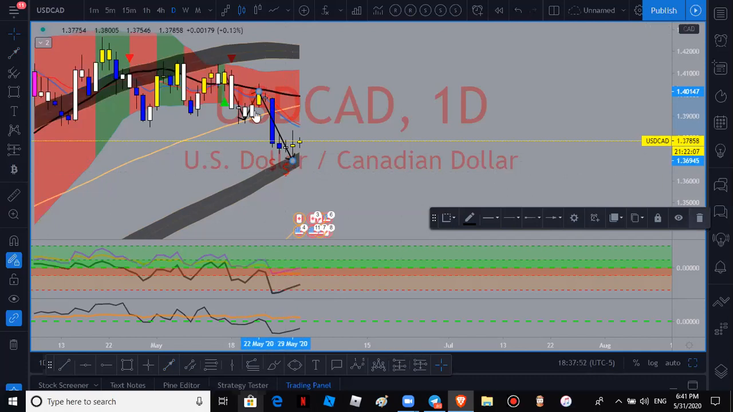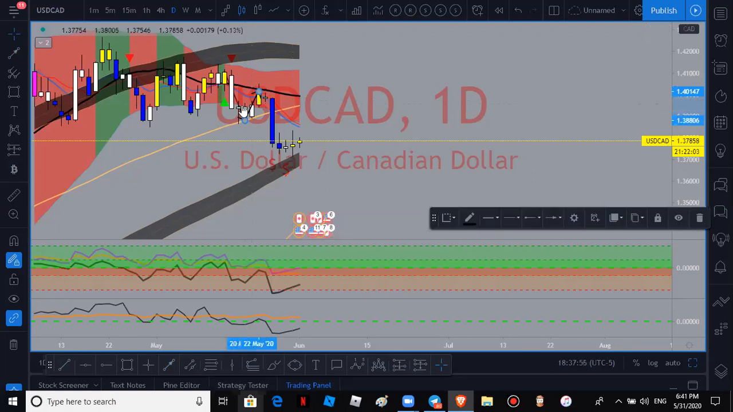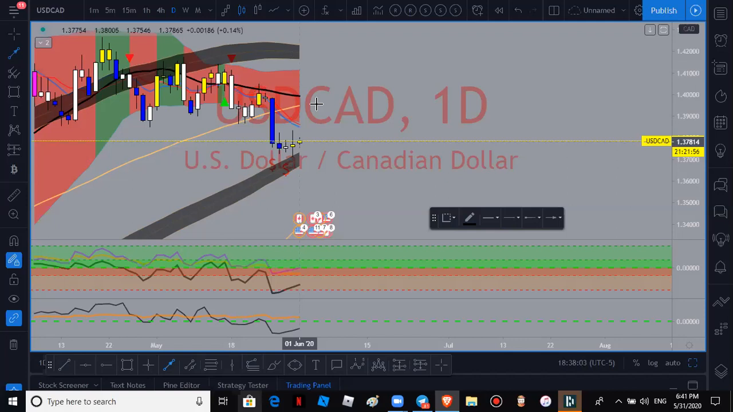And so right now, what I'm looking for, and it's kind of the same thing I'm looking off of the DXY, is that I want to see price come up here to retest the mean line, if possible.